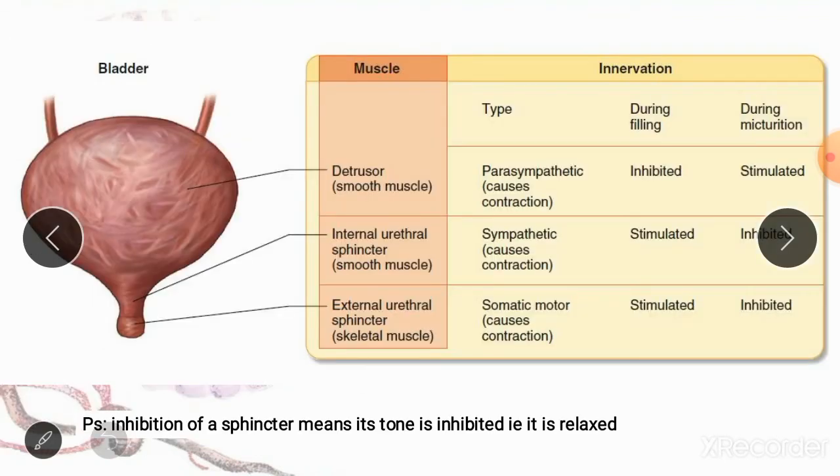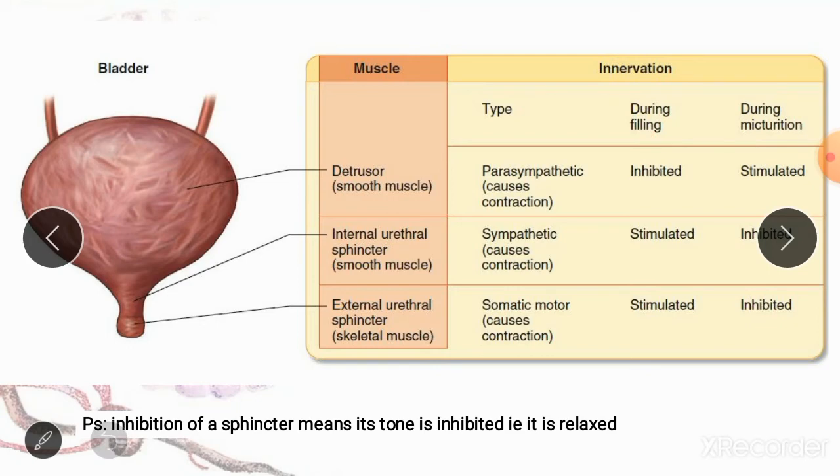Here is a table which discusses the innervation of the bladder. As I already mentioned, the walls of the bladder and the detrusor muscle are mostly innervated by the parasympathetic nerves. These nerves cause the contraction of the bladder during micturition, and when there is no micturition, these nerves are inhibited and the bladder wall is relaxed and allowed to fill.